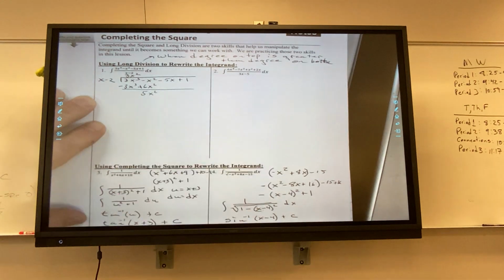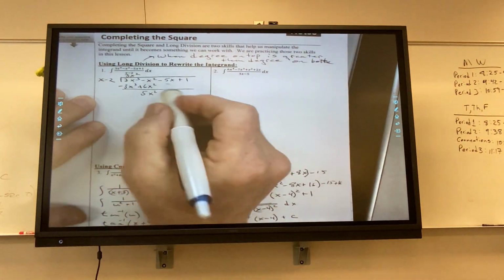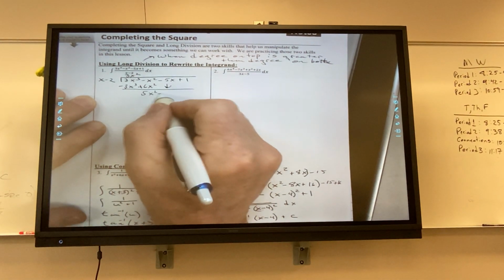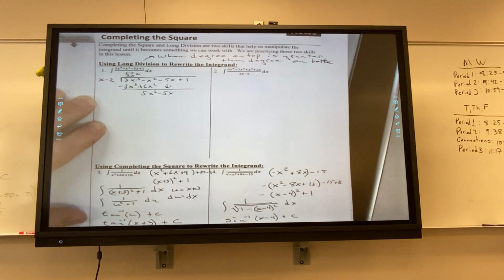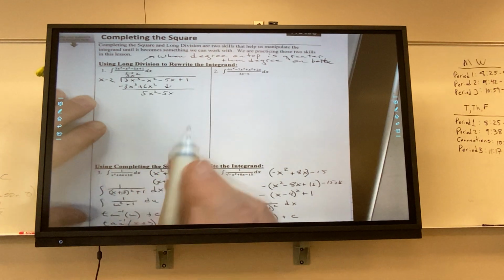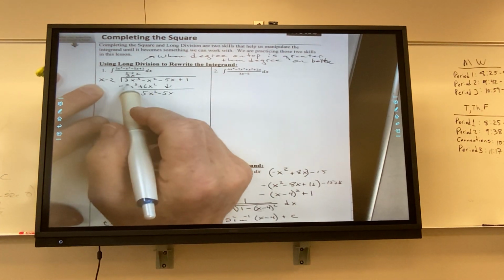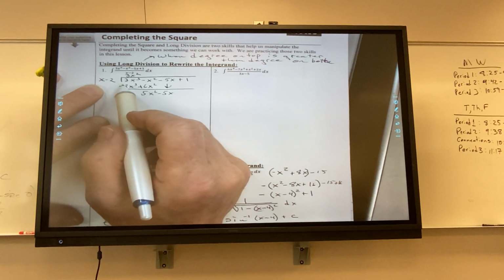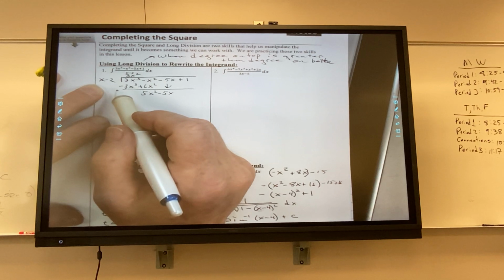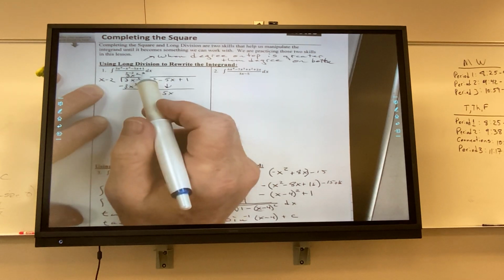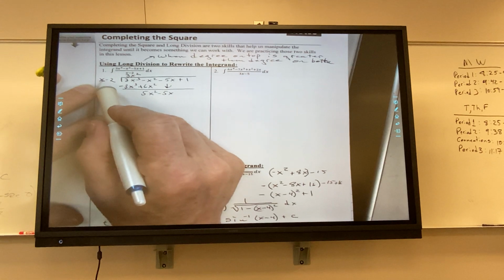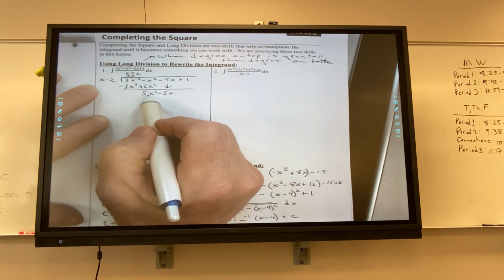Everybody okay on that? And then I bring down the next term. So it's a minus 5x. Ben, Owen's not here, you know that? So you've got to answer for him. So if you make a mistake, it's Owen's fault. What do I multiply x by to make it 5x squared? Negative 5x. It's got to be the same sign. Oh, 5x. So plus 5x.